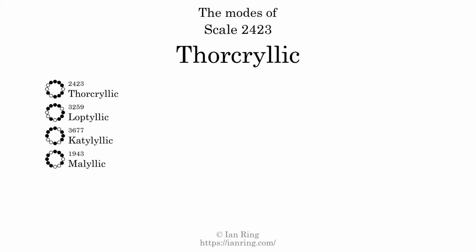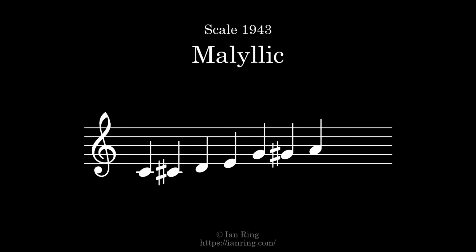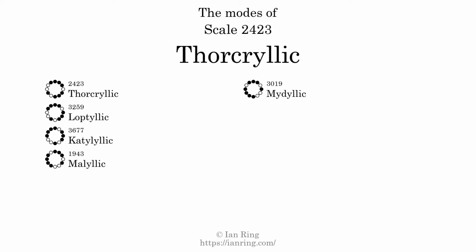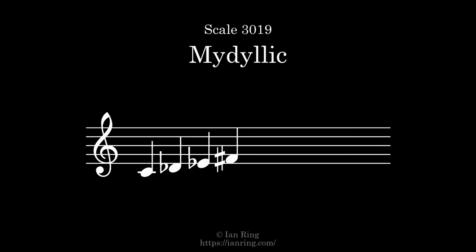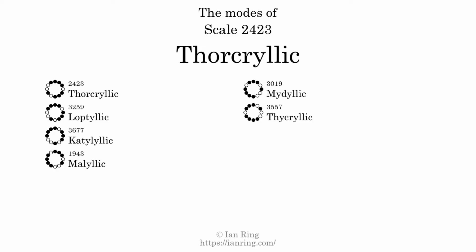The fourth mode is scale 1943, also known as Melilic. It sounds like this. The fifth mode is scale 3019, also known as Midilic. It sounds like this. The sixth mode is scale 3557, also known as Phycrylic. It sounds like this.